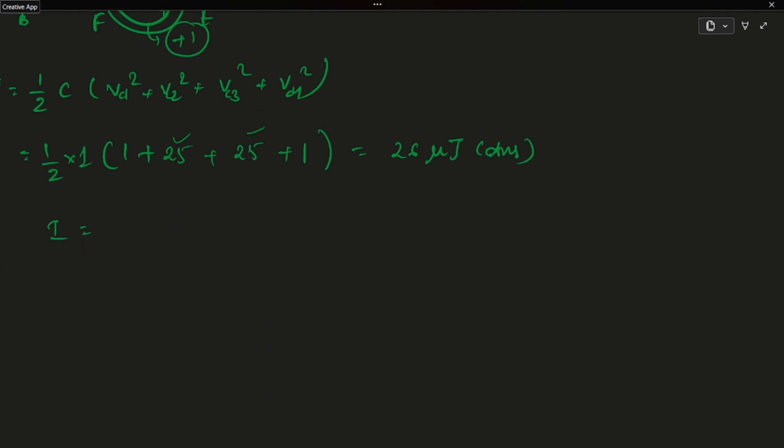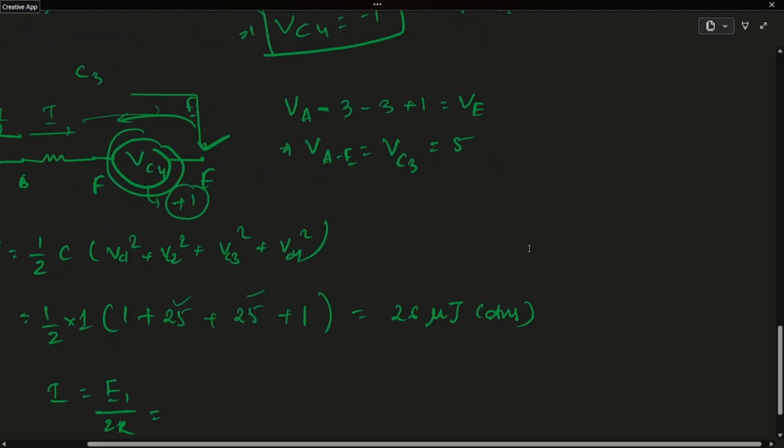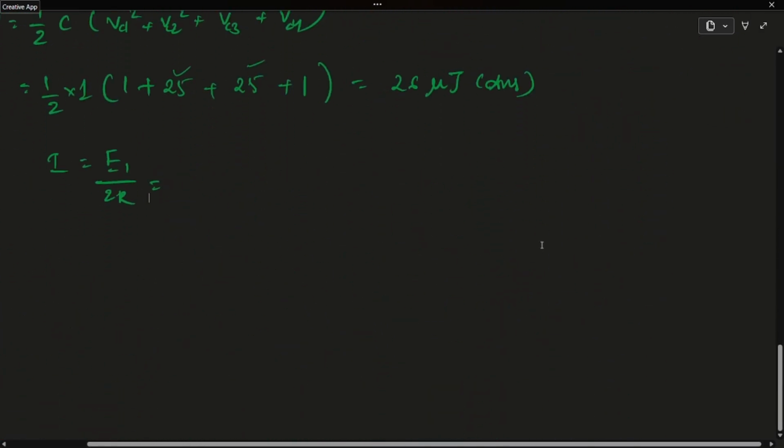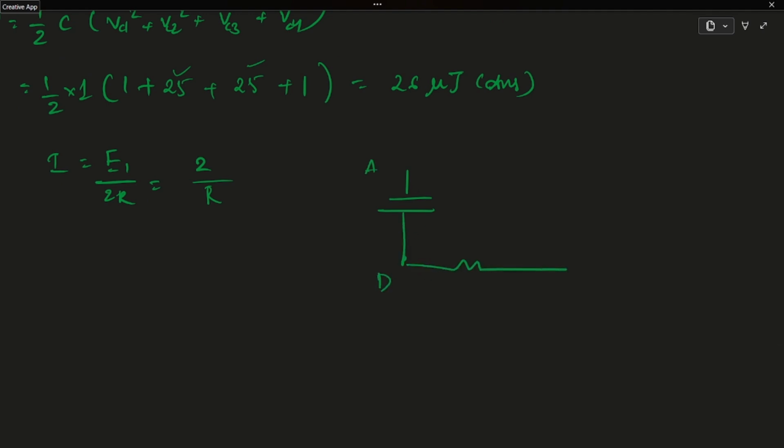The current that flows is basically E1 divided by 2R. E1 is given as 4 volt. So this is 2 by R. This is a circuit. A, it is D, this resistor R. This is H. This is a resistor R, and B and H are connected like this.